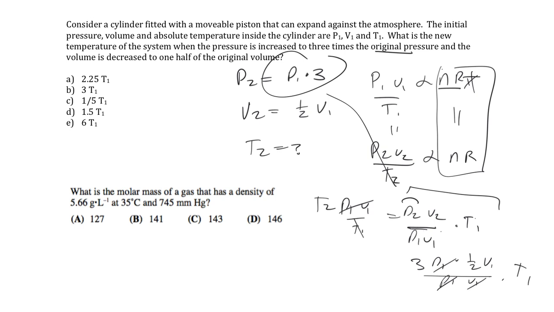My P1 and my V1 cancel. And so this boils down to 3/2 times T1 is what my T2 is equal to. It's a very simple problem, but not the most uncommon example either, because it just sends us through the relationship of P2 and V2 to their original values that we plug into our expression and then just do the algebra and simplify this down to 3/2 times T1. So 1.5 times T1.